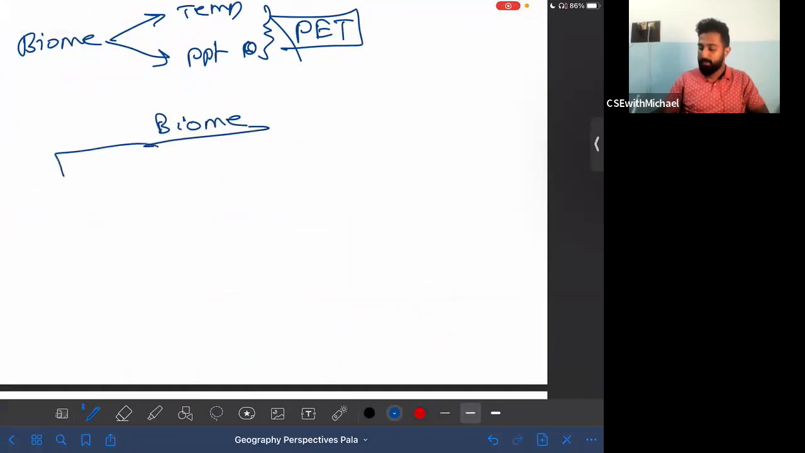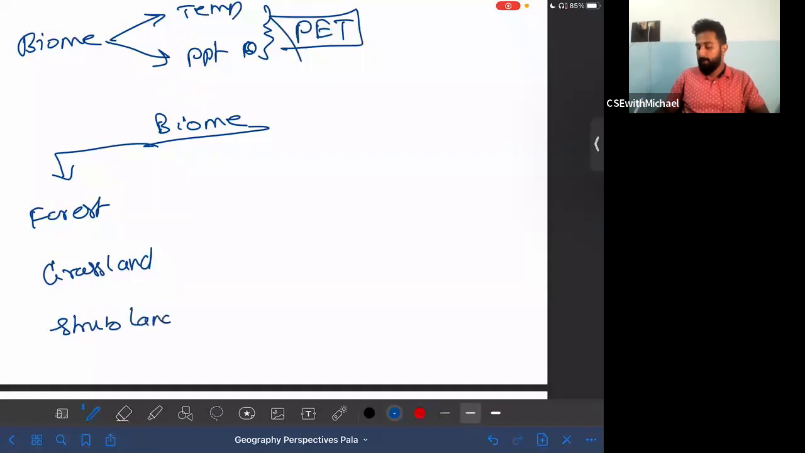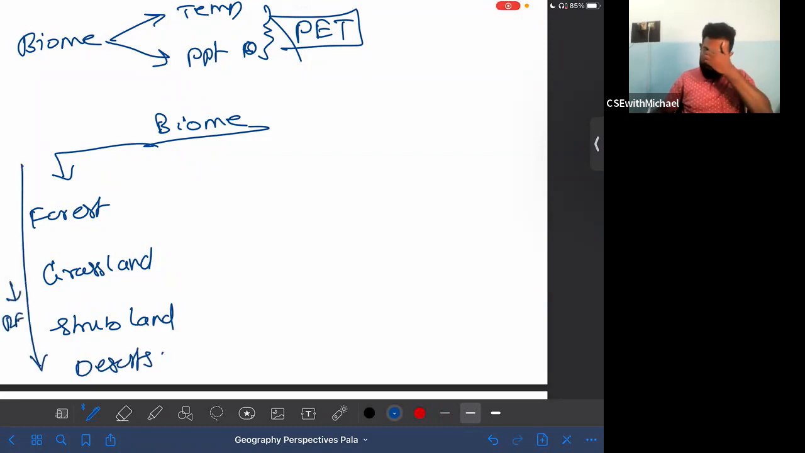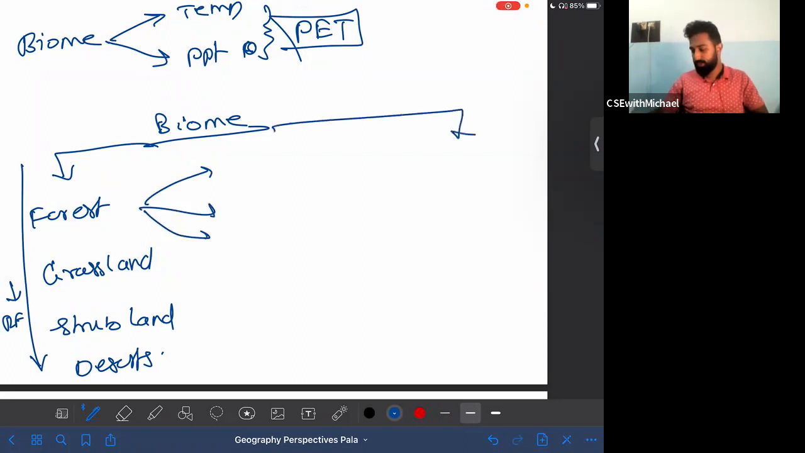Biomes are of different types. Basically, biomes can be classified into forest biome, grassland, shrubland, and deserts. These are in decreasing order of rainfall or water availability. Based on this, forest can again be classified into different groups. You have the tropical rainforest. This is the terrestrial biome. You have aquatic biomes also. But I think in UPSC, terrestrial biomes are given more weightage. Aquatic biome questions are very low, on the lower side.